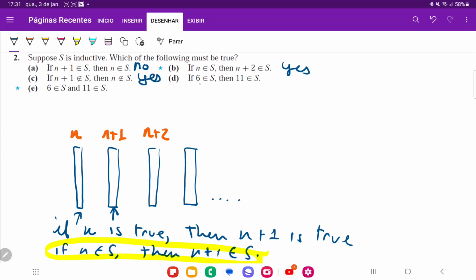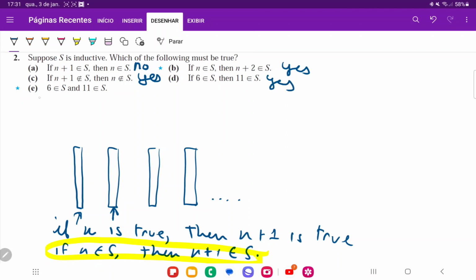And for D it says if 6 belongs to S, then 11 belongs to S. And that is true because say that this is 6. Well, if 6 is in the set, then 6 is going to guarantee that 7 is in the set. And 7 is going to guarantee that 8 is in the set, and so on and so forth. So that's eventually going to guarantee that 11 does belong to the set as well. So that's a yes.